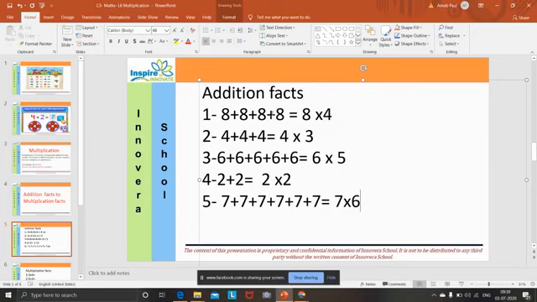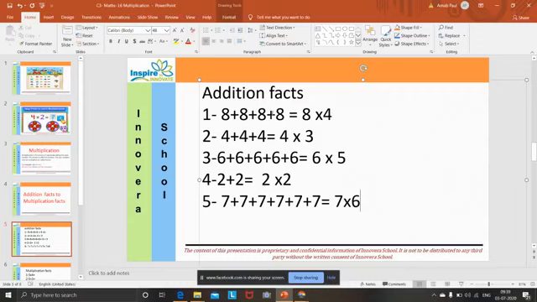In the third one, it is 6 plus 6, 6 plus 6 plus 6. So 6 is repeating how many times? It is repeating 5 times. So the multiplication fact is 6 multiplied by 5.